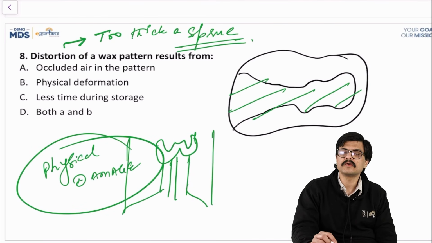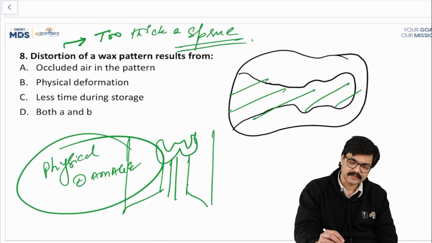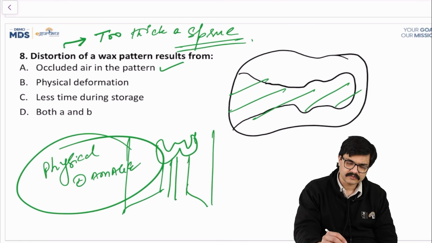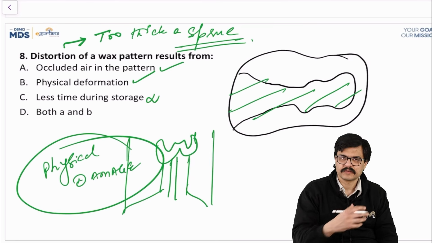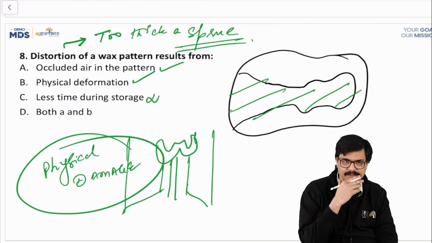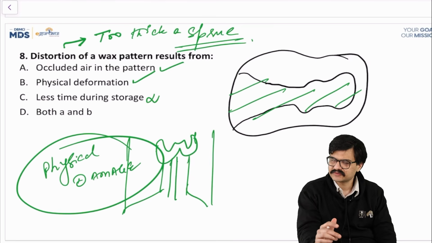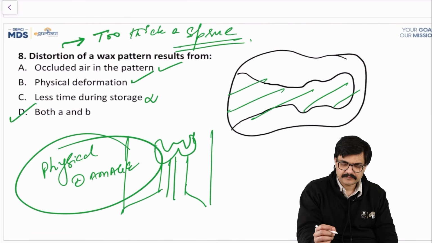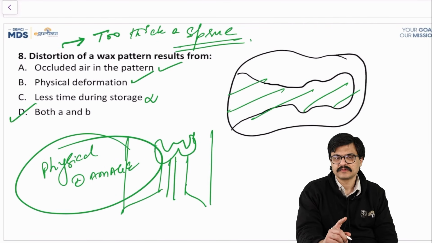The other is occluded air in the pattern. So occluded air would also lead to distortion because once it's heated again, that occluded air would get released and it would distort the wax pattern, okay? Less time during storage, obviously that's something that we want. So that would not distort, that would actually help in maintaining the dimensional stability of the wax pattern, okay? So the option becomes D, that is both A and B can cause distortion of a wax pattern, okay?